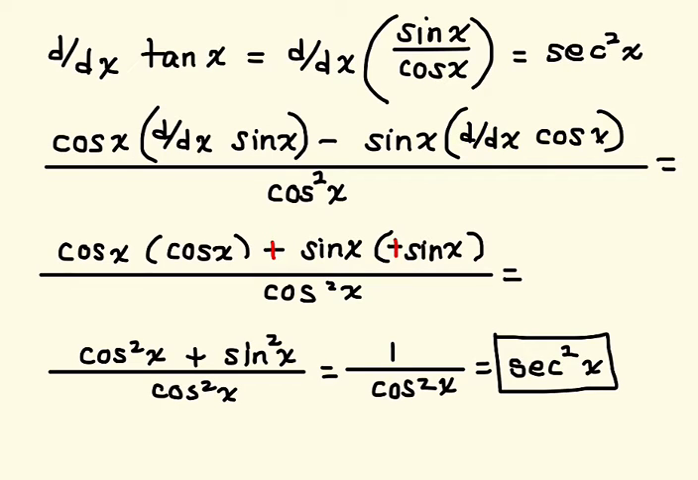Derivative of the tangent. It is the secant squared. So what I'd like to do now is find the derivative of the cotangent. And it's pretty much done the same way, okay? So we want to know what is the derivative with respect to x of the cotangent of x.